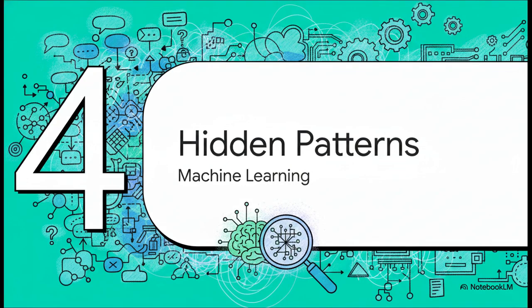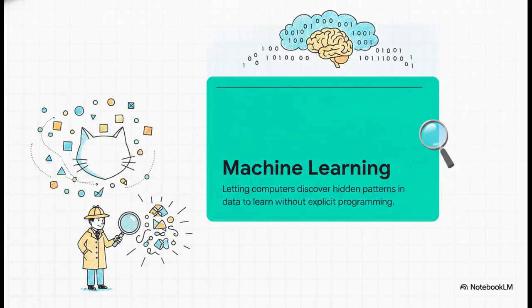All right, Section 4, Hidden Patterns, Machine Learning. Now, this is where things get really cool. This is where machine learning comes in. You see, instead of us humans sitting down and writing out every single rule, which honestly would take forever if we wanted it to, say, recognize a cat, we let the computer discover the patterns inside those enormous amounts of data all by itself. We basically turn the AI into a brilliant detective, hunting for tiny clues to solve mysteries.